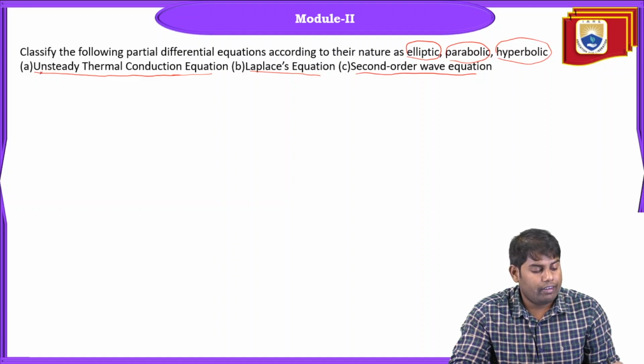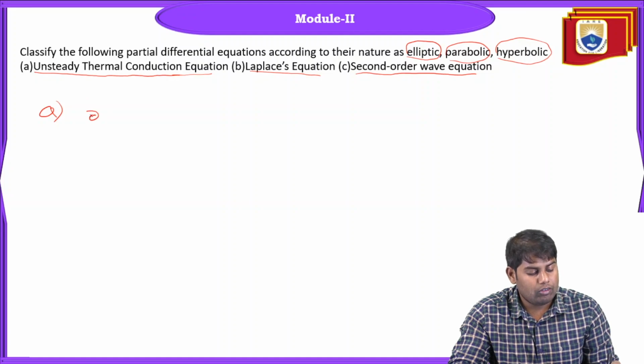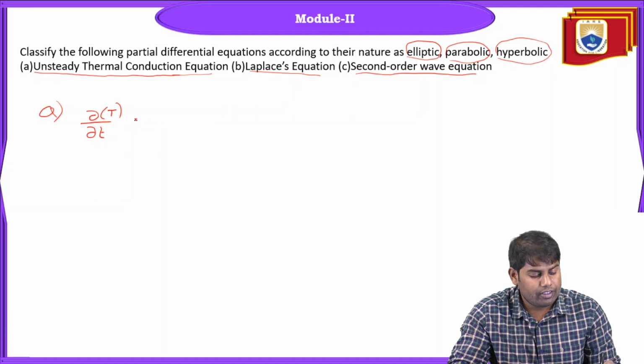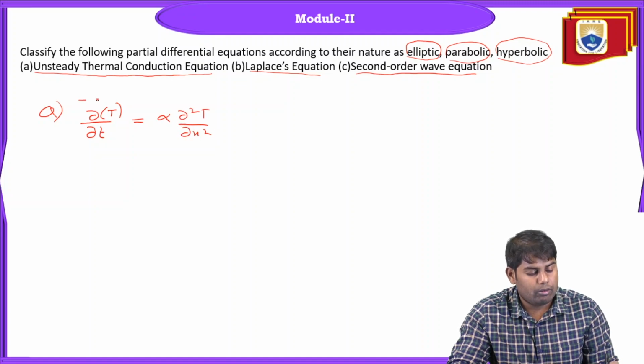Then we will see A. A is the unsteady thermal conduction equation. When I say unsteady, you need to have the derivative term ∂T/∂t. Since we are discussing thermal, the temperature effects are very important. The conduction equation can be 1D, 2D or 3D. For 1D, let us take it as ∂T/∂t equals alpha into ∂²T/∂x².